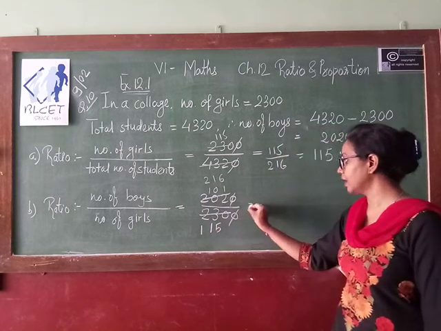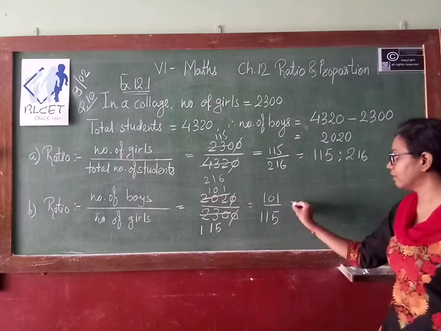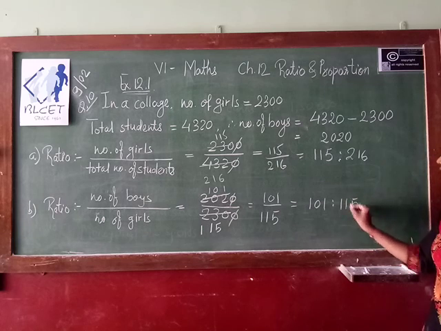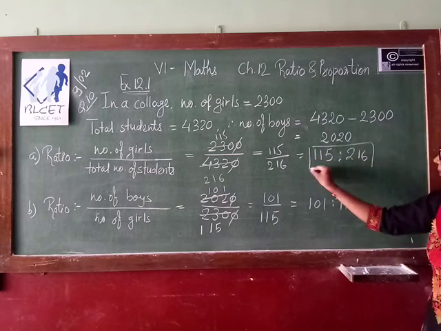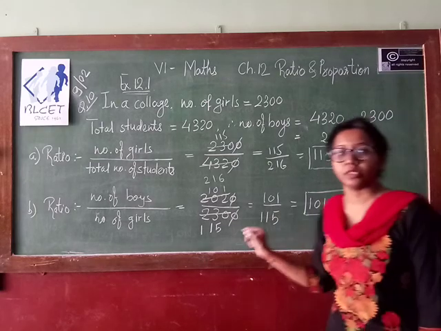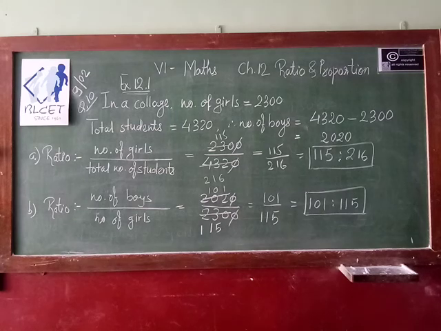So what is the ratio now? 101 divided by 115, the ratio is 101 is to 115. So this is the answer for A part and this is the answer for B part. So this way we can solve question number 10. Now move on to the next question.